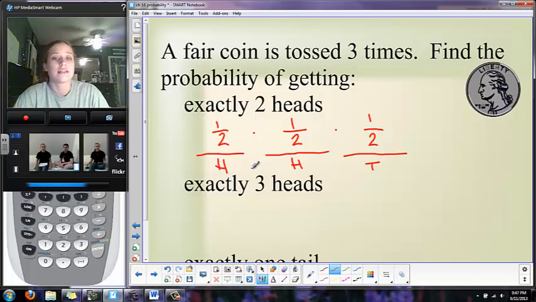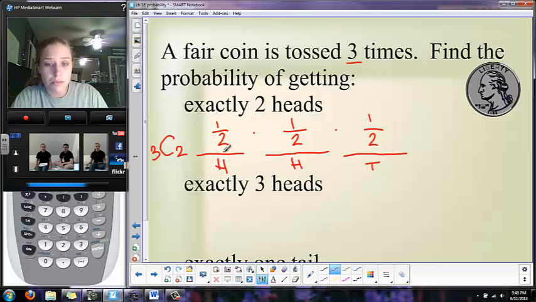We didn't take into consideration the fact that we could get head, tail, head, or tail, head, head. So there's a bunch of different combinations of ways that we could get 2 heads when we toss a coin 3 times. So in order to account for that, we did a total of 3 trials, and we're trying to figure out the different ways that we could make a combination of 2 heads.